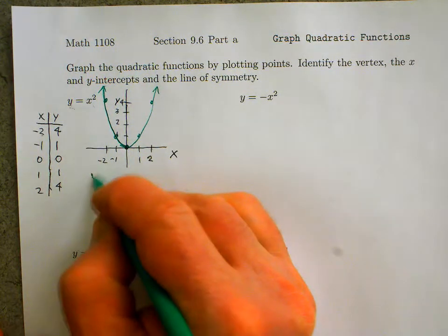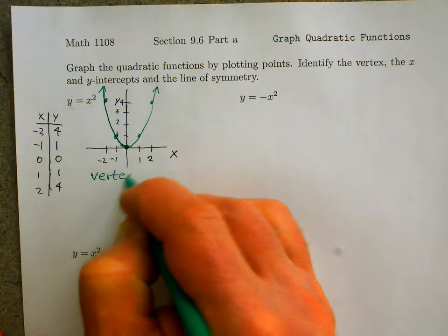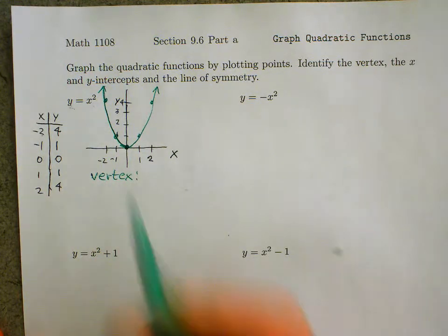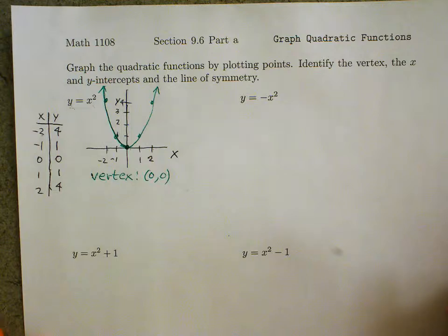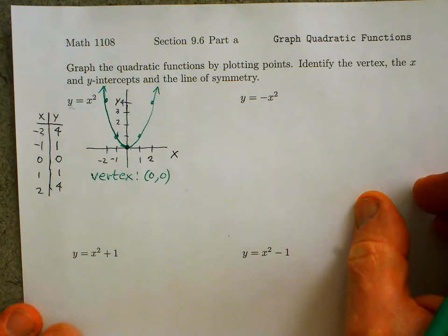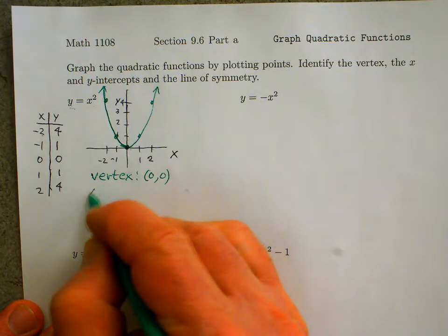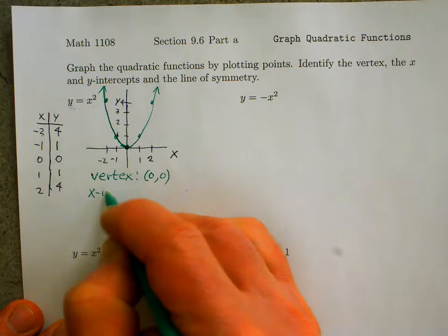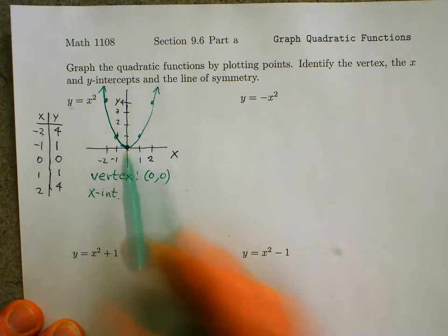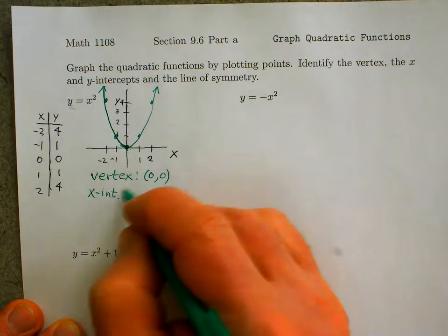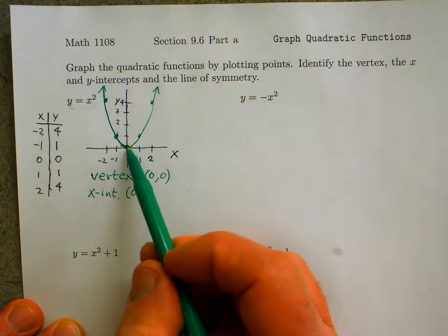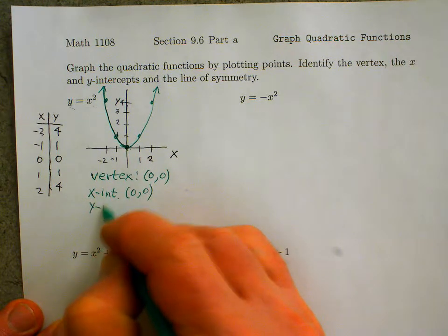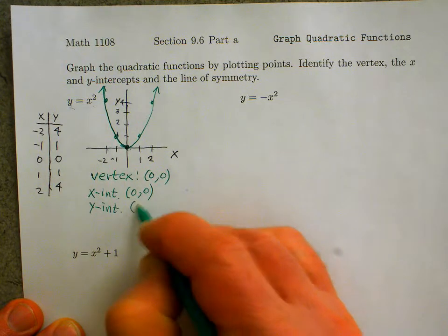Okay, the vertex. The ordered pair for the vertex is 0, 0 in this picture. The x-intercept, well, there's just one x-intercept. It's the point 0, 0. And there's one y-intercept, which also happens to be 0, 0.